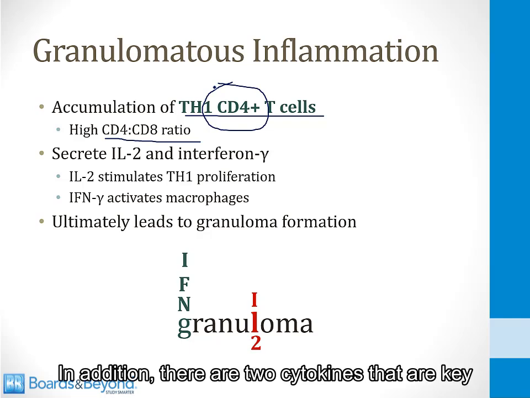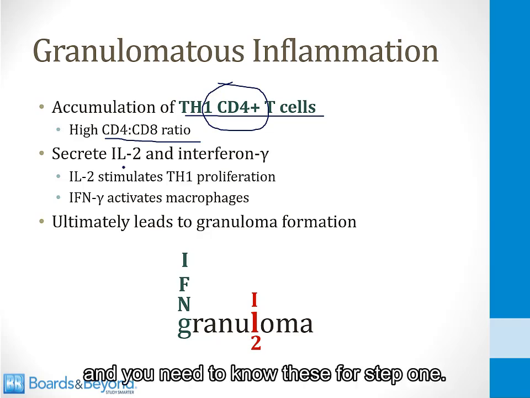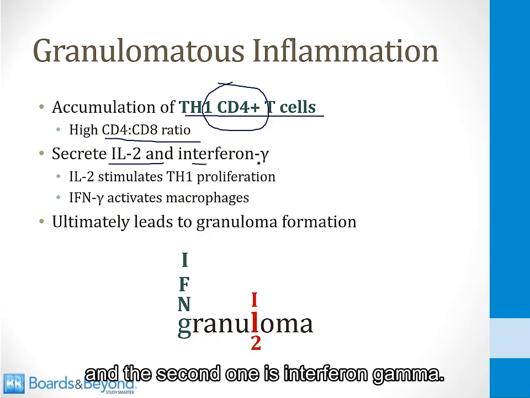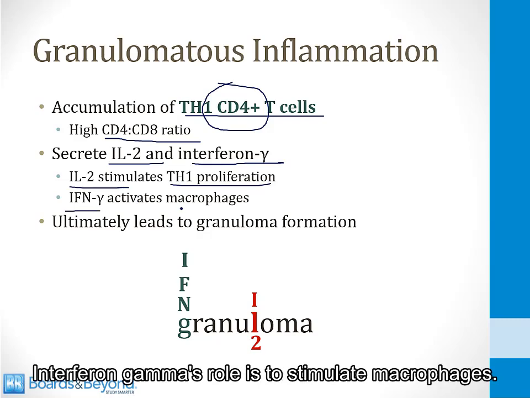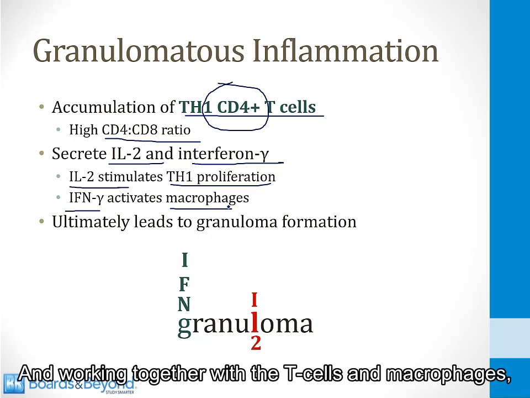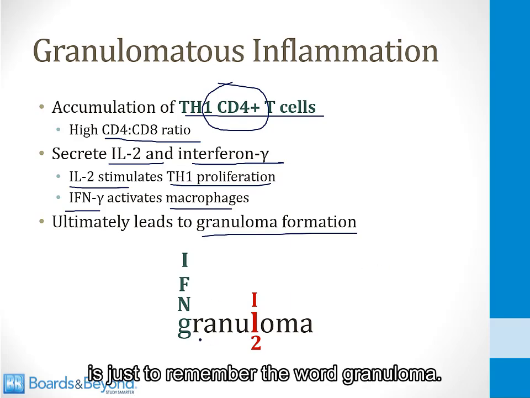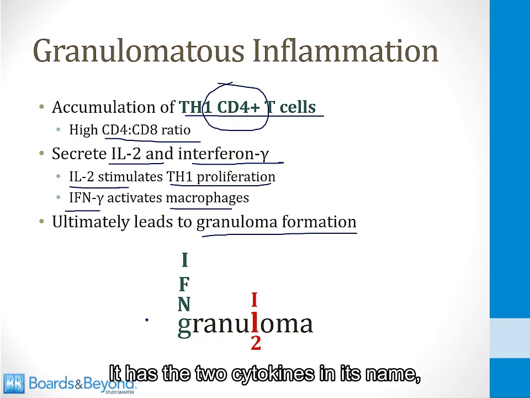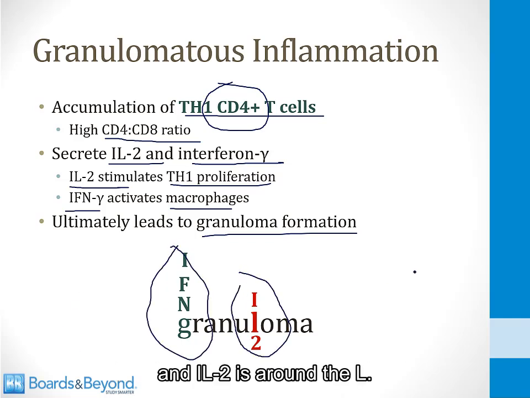In addition, there are two cytokines that are key to granulomatous inflammation, and you need to know these for Step 1. The first one is IL-2, and the second one is interferon gamma. IL-2's role is to stimulate proliferation of the T cells. Interferon gamma's role is to stimulate macrophages. And working together with the T cells and macrophages, this is what leads to granuloma formation. An easy way to remember this is just to remember the word granuloma. It has the two cytokines in its name. Interferon gamma is around the G and IL-2 is around the L.